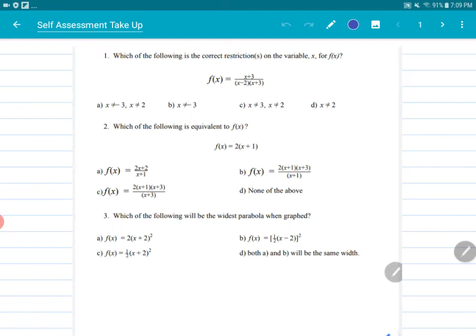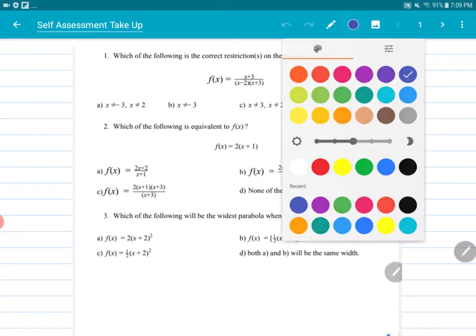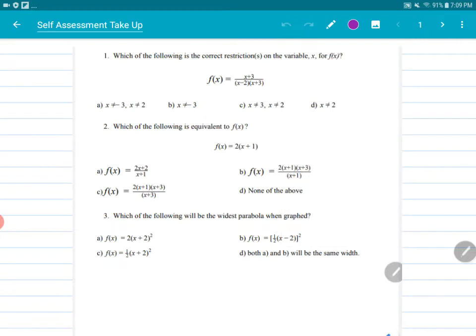So, question number 1 says, which of the following is the correct restrictions on the variable x for f of x? Well, let's take a look here. We have x plus 3 over x minus 2, x plus 3, and hopefully you notice right away that there's an x plus 3 factor in the numerator and denominator. So they cancel out, and when they cancel out, they don't become 0. They're not nothing. They become 1. So we're left over with 1 over x minus 2.